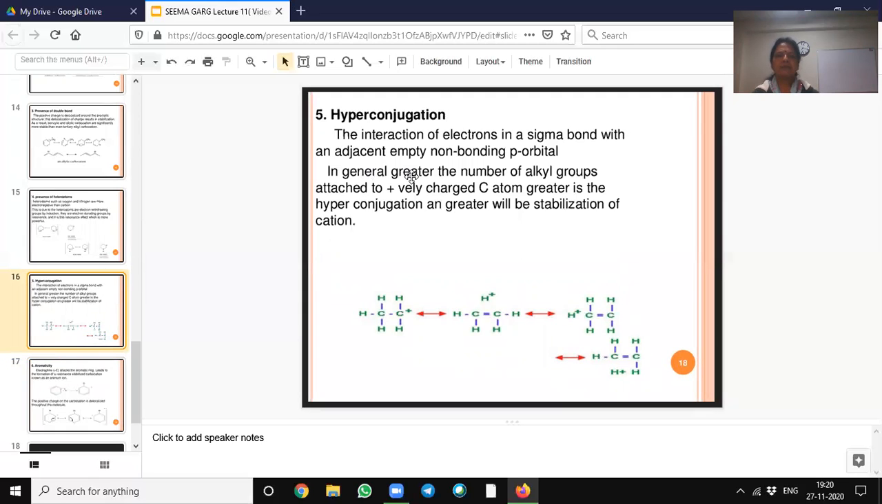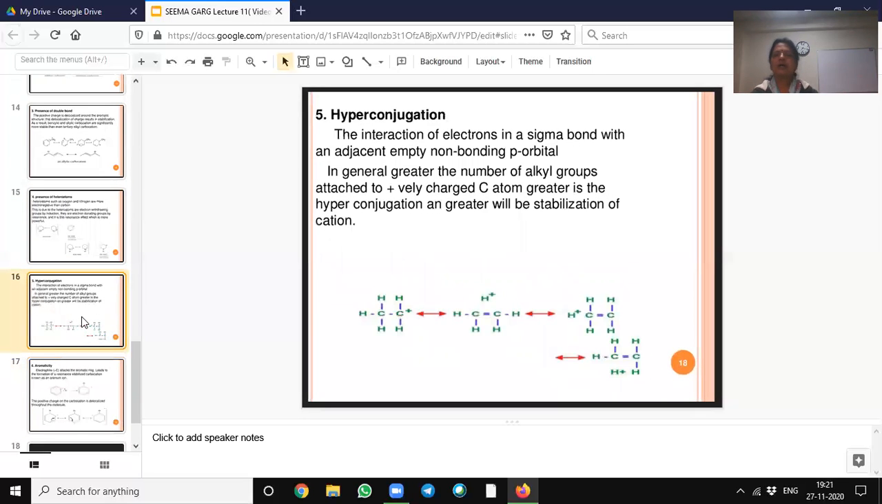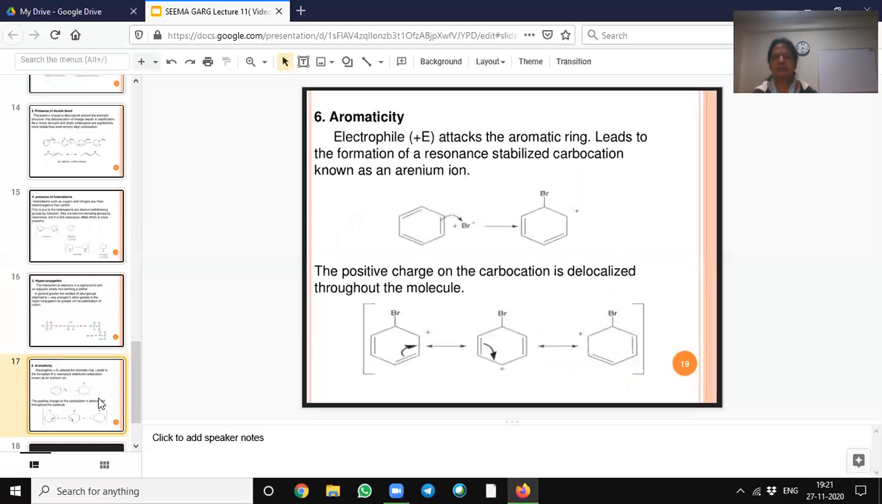Next, hyperconjugation: the interaction of electrons in a sigma bond with an adjacent empty non-bonding p orbital. In general, the greater the number of alkyl groups attached to the positively charged carbon atom, the greater is the hyperconjugation and the greater will be the stability of the carbocation.